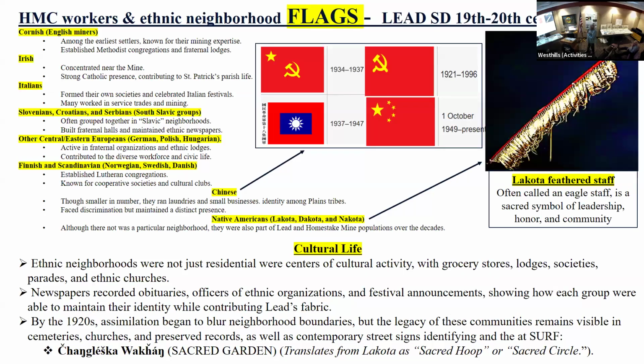And yes, there was a Chinese community in Lead, more located in Deadwood. And yes, lots of Native Americans, Lakota, Dakota, and Nakota. And that feathered staff is actually inside of Christ Church Episcopal in Lead. The community of Christ Church was honored with that staff of actual eagle feathers. That's very rare, but it was given to the Lead for its contribution to the Episcopal Church and the Lakota, Dakota, Nakota nations.